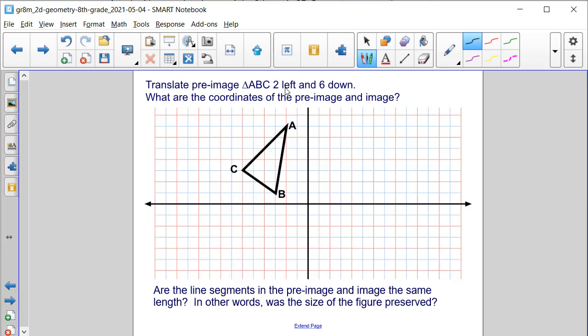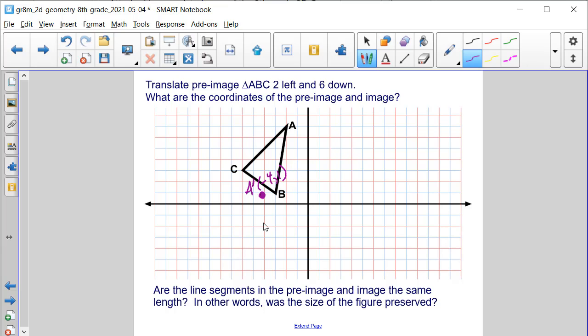So if we translate it to the left 2 units, 1, 2, and down 6, 1, 2, 3, 4, 5, 6, our new point, A prime, will be right here. And its coordinates are -4, 1.